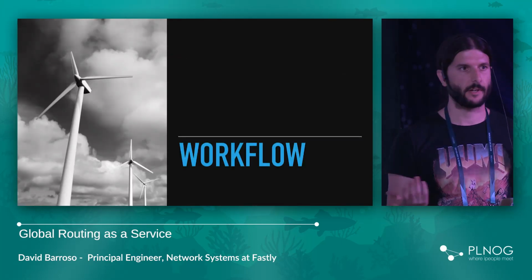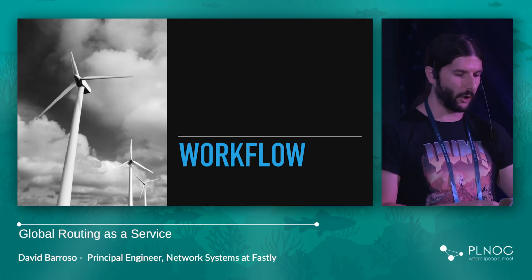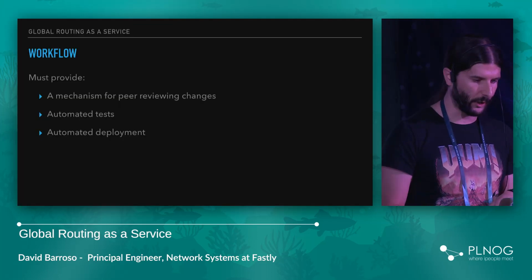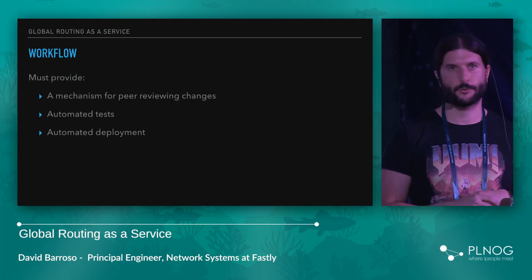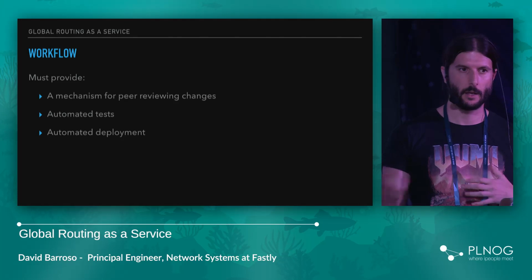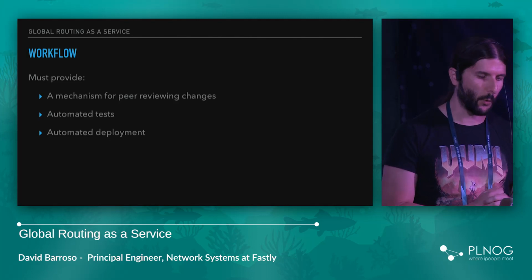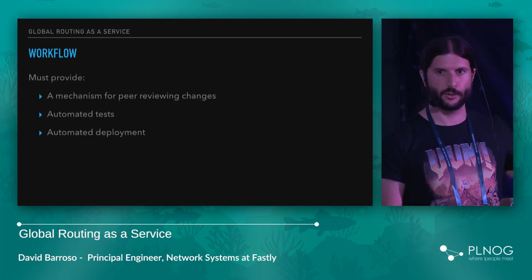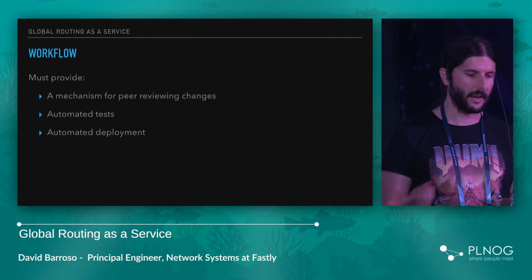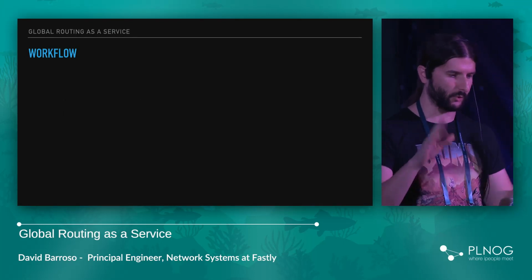Okay, so now we have all these systems in place. We have this YAML file, we have this orchestration system, all these tests. Now we need to put everything together. So we need a workflow that allows for peer reviewing changes, because we want to ensure that a human doesn't make a mistake, so it's better to have a second human reviewing that change. We want to run automated tests, so all these constraints that I was mentioning before need to be validated. And then finally, we want to deploy everything automatically. So let's see what this workflow looks like.